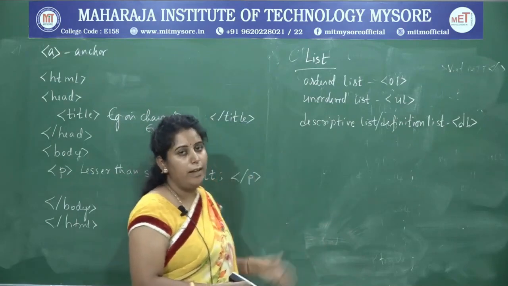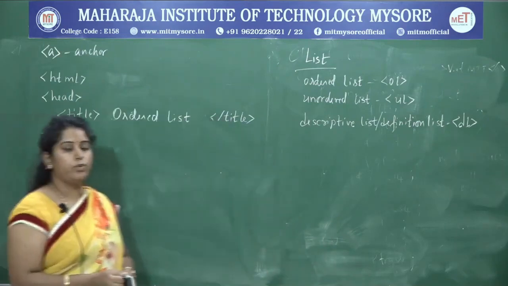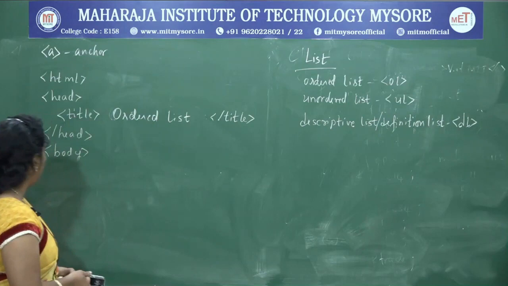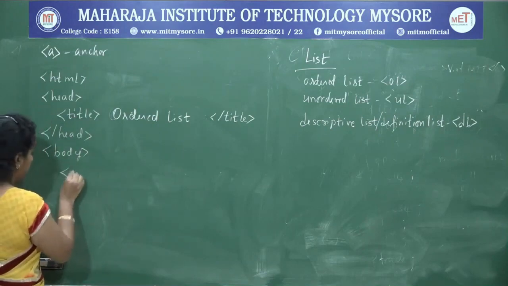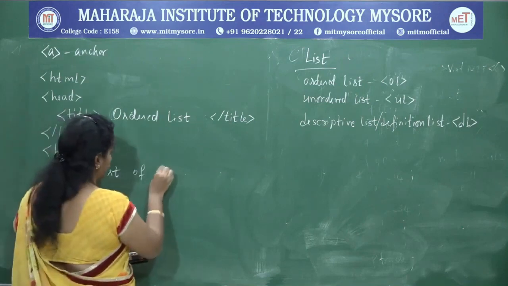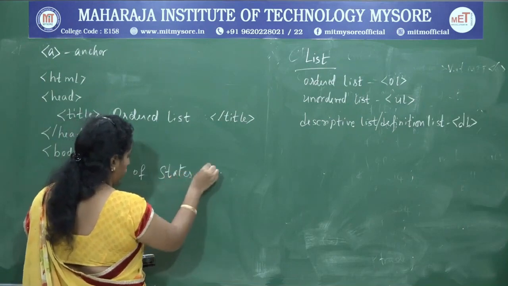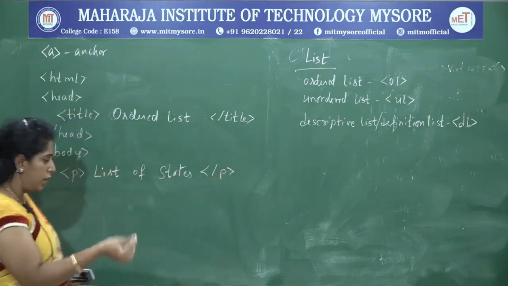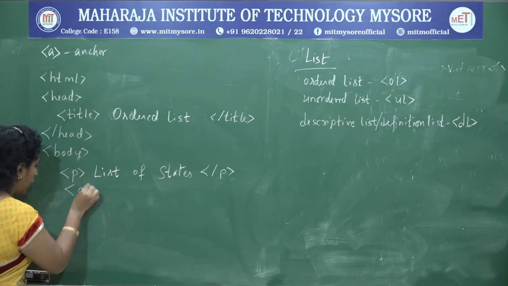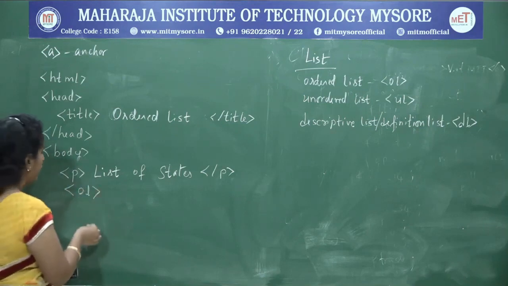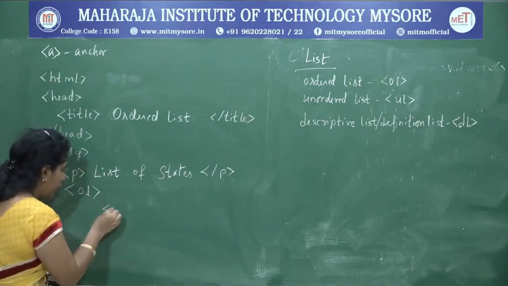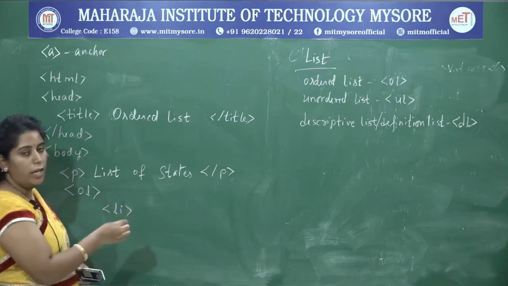So first let us start with an ordered list. I am going to take an example of an ordered list, so the title is named ordered list. Inside the body, I can give some text message in P: list of states. I am printing the list of states on the screen. I want to implement an ordered list, so use the tag OL. Inside this, you want to list the states. To list them, I have to use a tag called LI.